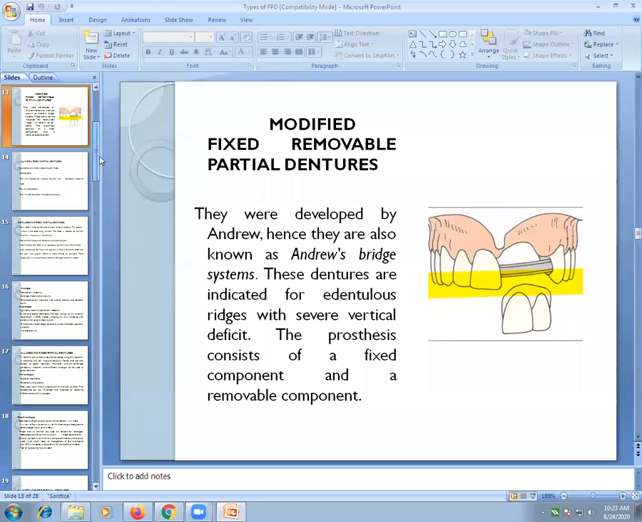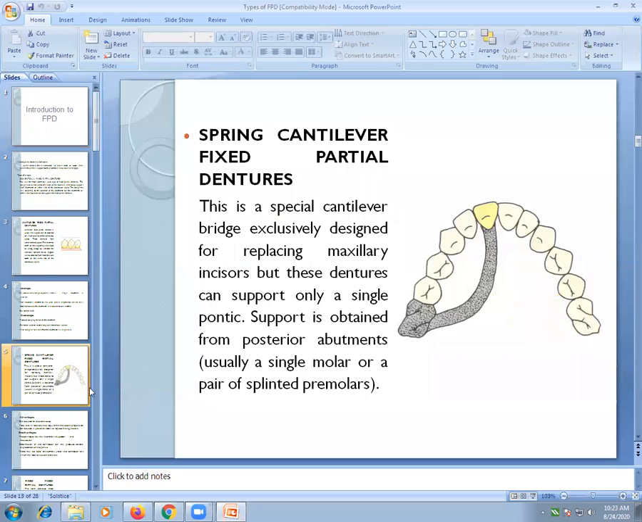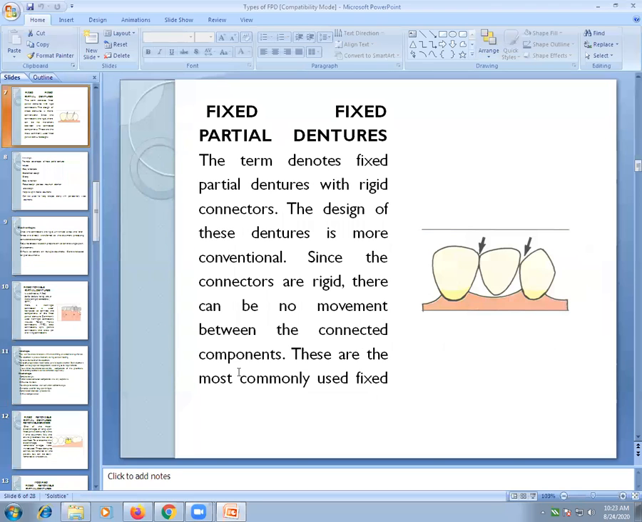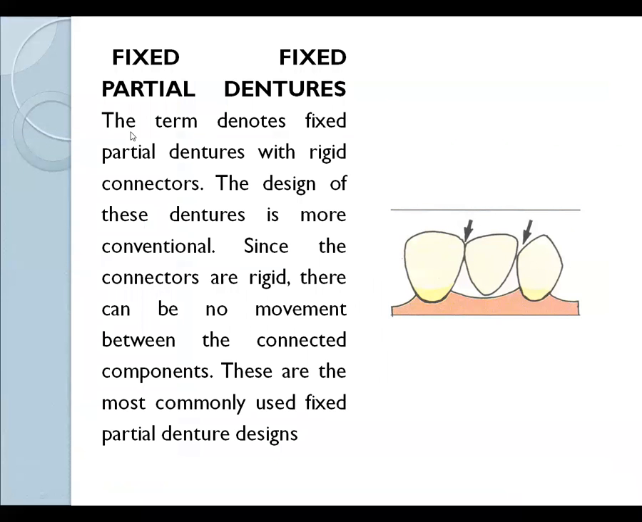As we have seen till now the spring cantilever and its advantages and disadvantages, now coming to the next part, that is the fixed fixed partial denture. This is also one type of FPD. The term denotes the fixed partial denture with rigid connectors. The design of these dentures is more conventional. Here you can see the rigid connectors. The connectors are rigid, that's why it is the fixed fixed partial denture.